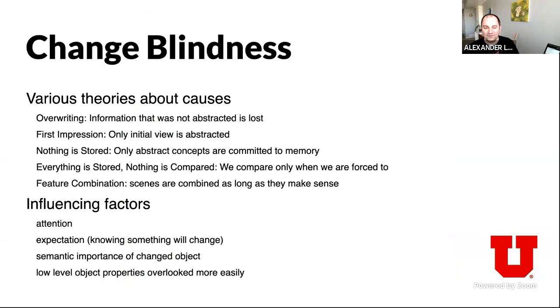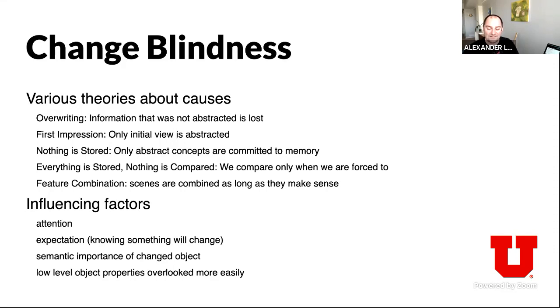So what's going on here? Why is this happening? So there's a couple of theories. I don't want to go too much into detail here. This is, again, deep vision science. It's like overriding of first impressions, only the initial view is abstracted, and so on. Take a look at this if you're interested. What clearly influences whether we perceive something is attention. So if I tell you, hey, pay attention, there's something changing, you're much more likely to expect it or much more likely to see it.